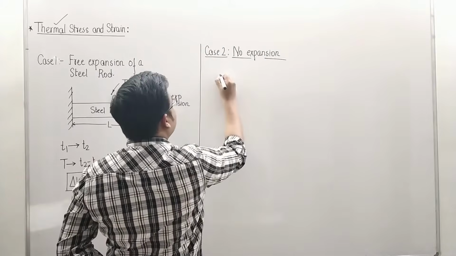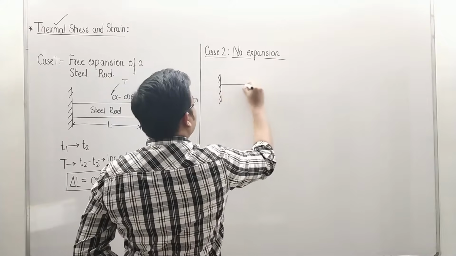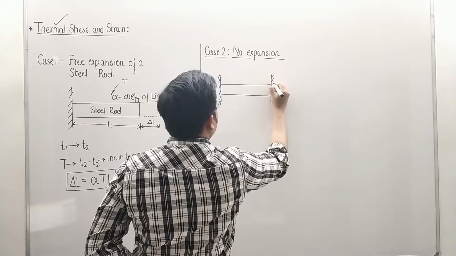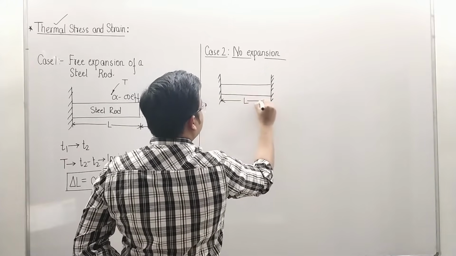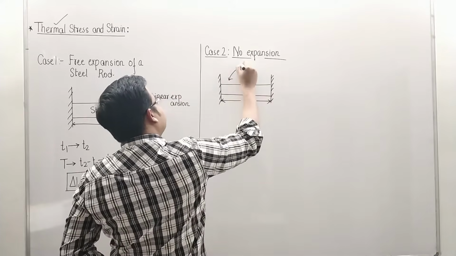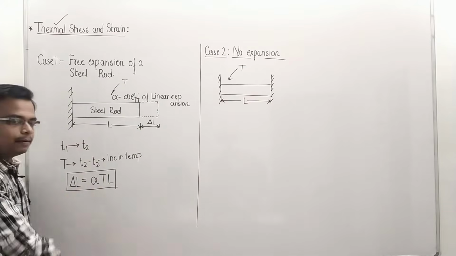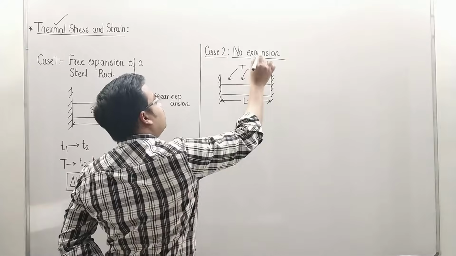So the arrangement is going to be, there is going to be a support at the left, and there is also going to be a support towards the right hand side. Let me just show you. Now this again is a steel rod and the original length is L. Let's say this is given a rise in temperature of ΔT. Well, by the way, ΔT is equal to what? T2 minus T1. Secondly, the coefficient of linear expansion is represented by alpha.